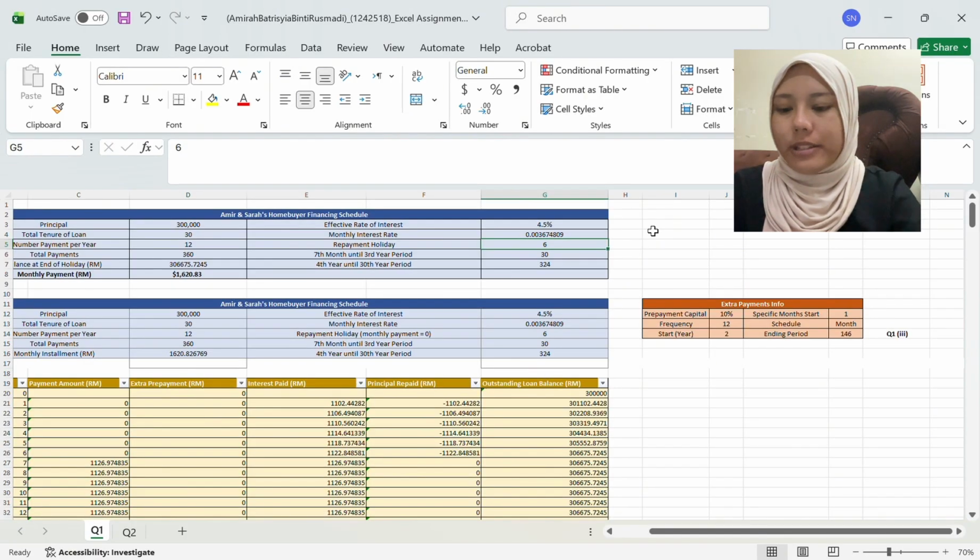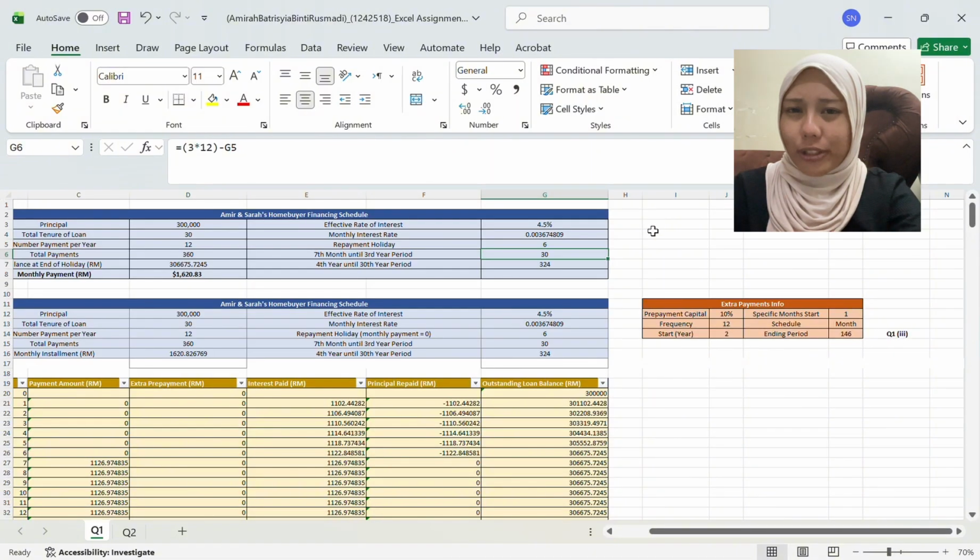and cell G6 here. Set the introductory structure: a 6-month repayment holiday where no monthly installments are paid, followed by an interest-only servicing phase running through month 36.